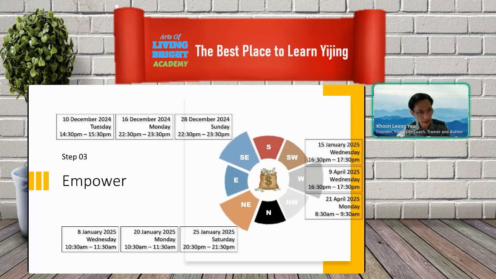So, I've managed to find three auspicious timings for each sector. Some as early as 10 December, that means coming December 10th. It's a Tuesday. So you have some in December, some in January, some as late as April. So for example, West, you have three timings: 15 Jan, 9 April, 21st April. If you miss the 15 Jan, then the next good timing is April already. You have to be patient and wait until April. So better don't miss it.